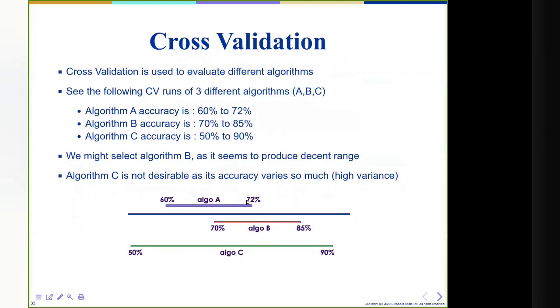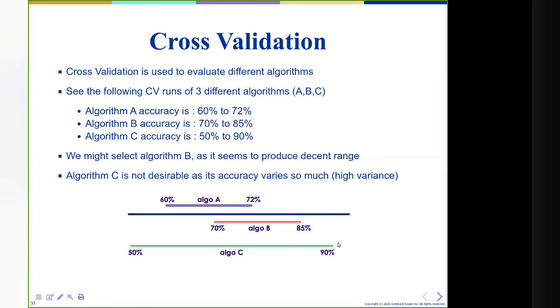Algorithm B gave us 70 to 85% accuracy. Remember, it's always going to be a range. And algorithm C gave us 50 to 90% accuracy. Now, question for you guys: which one would we choose? Which algorithm do you think is a better fit for this problem? What do you guys think? Is C a good choice, because C gave us 90%?